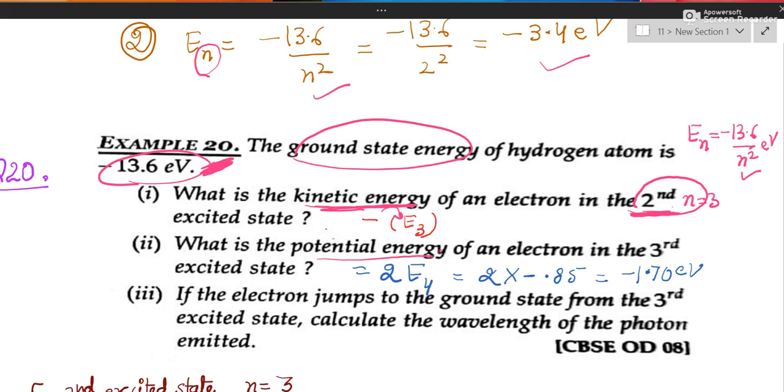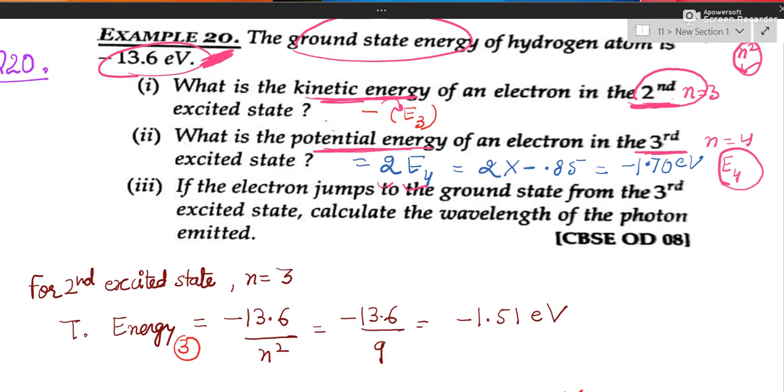Now what is the potential energy in the third excited state? In the third excited state, what is n? It is 4. So you can find the energy by substituting 4 here. That will be the total energy. Now potential energy is given by double of the total energy. So you can do that.